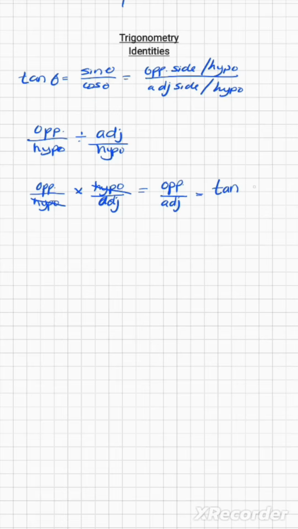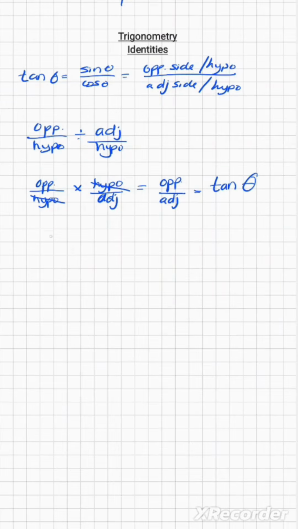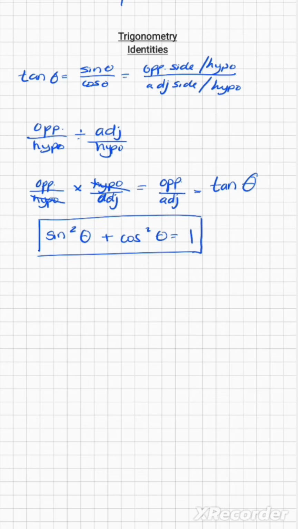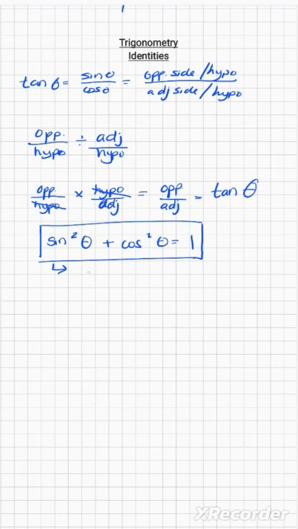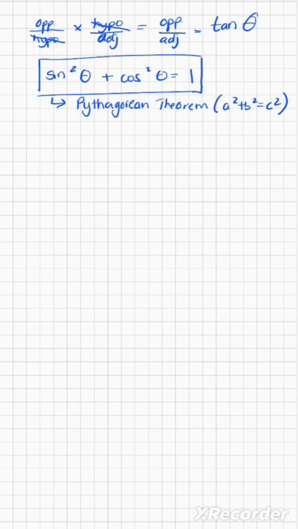That is your tangent. Then you have an identity which is sine square plus cos square is equal to 1. Now this identity you should know, as it's pretty common, and how it is connected to the Pythagorean theorem, which is a squared plus b squared is equal to c squared. We have the Pythagorean theorem as a squared plus b squared is equal to c squared.